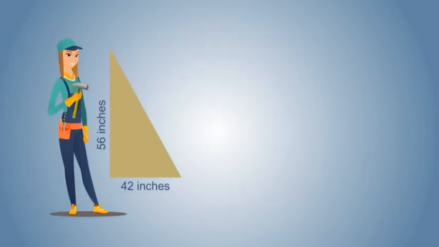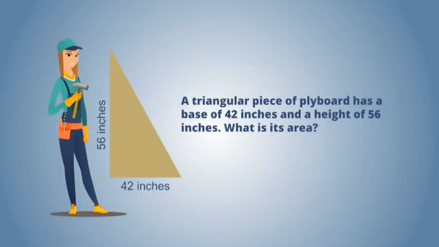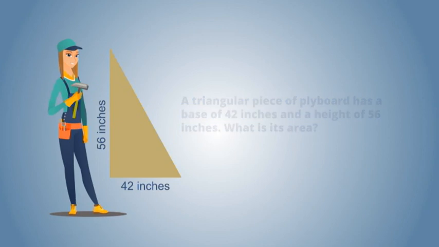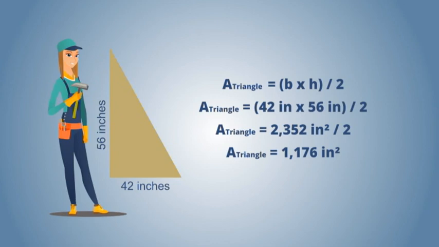Example 3. A triangular piece of plyboard has a base of 42 inches and a height of 56 inches. What is its area? For this problem, we are given both base or bottom part of a triangle and the height of a triangle.